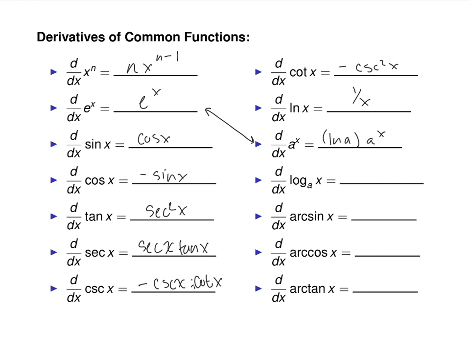Which derivative do you think log base a is kind of similar to? The ln one, because ln's also a logarithm, right? So this is going to be 1 over ln a times whatever is in the x. Okay, arc sine? Yep. Arc cosine? Same thing but negative. And arctan? 1 over 1 plus x squared.